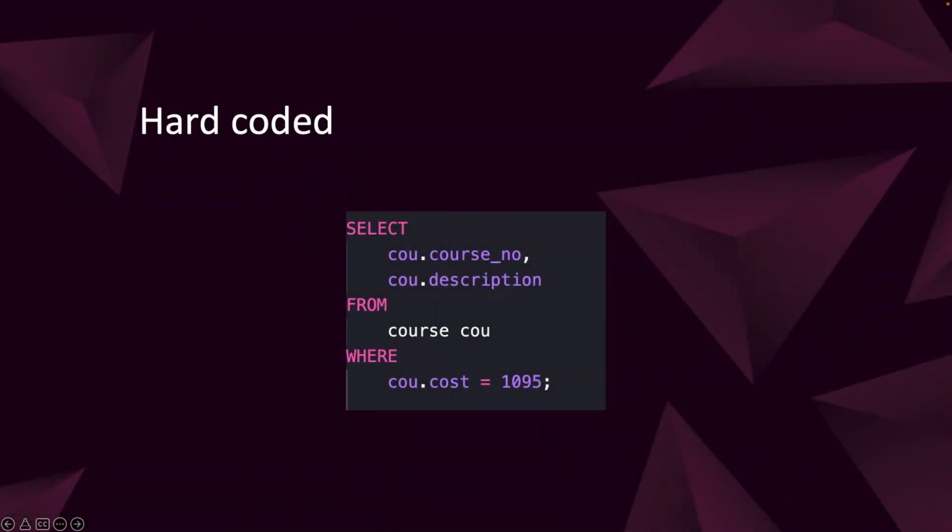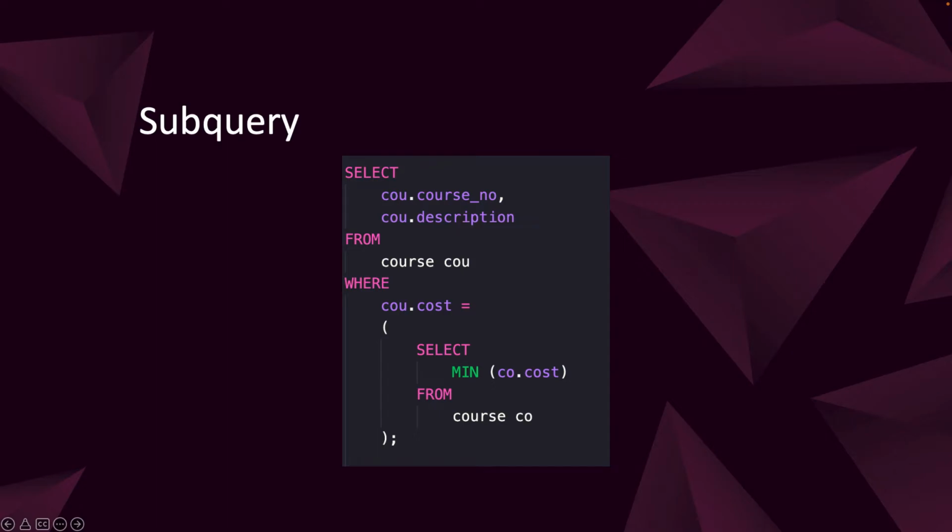So let's use this hard-coded example right here, because this is just a quick one to do. We have a hard-coded example of getting the course number and description from the courses with a hard-coded value of 1095, which is the minimum value inside the database sample. To verify this, we're going to use the actual subquery, the better way to solve the problem in the first place, because we don't use hard-coded values.